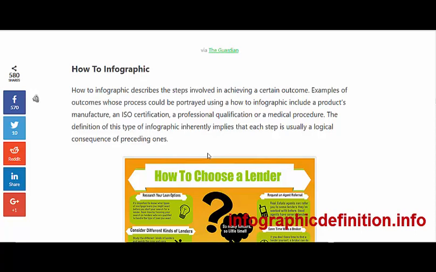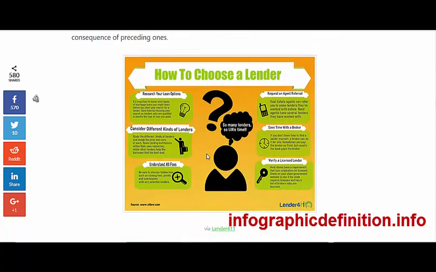The definition of this type of infographic inherently implies that each step is usually a logical consequence of preceding ones. So how to choose a lender. Here's a how-to infographic, straight to the point.